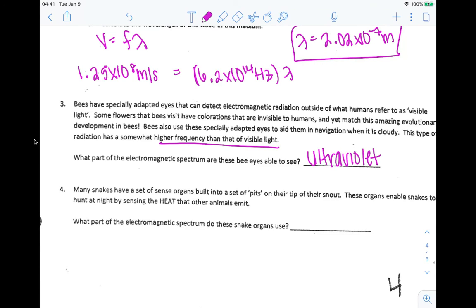For number 4, many snakes have a set of sense organs built into a set of pits in the tip of their snout. These organs enable snakes to hunt at night by sensing the heat that other animals emit. What part of the electromagnetic spectrum do these snake organs use? Well, you may already know this just by the word heat. Snakes are able to see using infrared radiation.